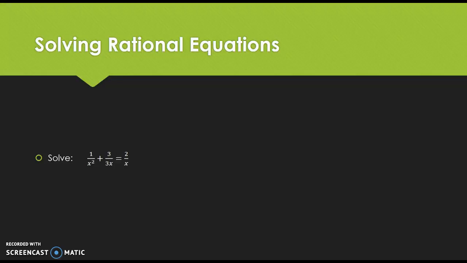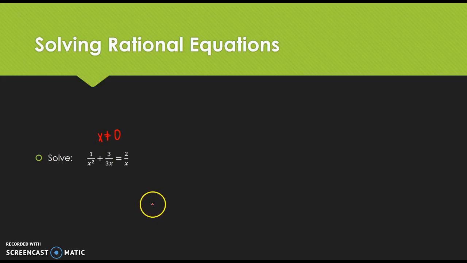Then we moved into solving rational equations. Okay, to solve a rational equation, I've got to find a common denominator with all of my fractions. Once I have the common denominator, I can cross it out and just solve my equation. I do have to check for extraneous solutions and make sure that I am not dividing by 0. So if I look at each of my denominators, the only value that would make any of them 0 is 0, because 0 squared is 0, 3 times 0 is 0, and 0 is 0. So x cannot be 0. I've got to keep that in mind when I go to solve this.